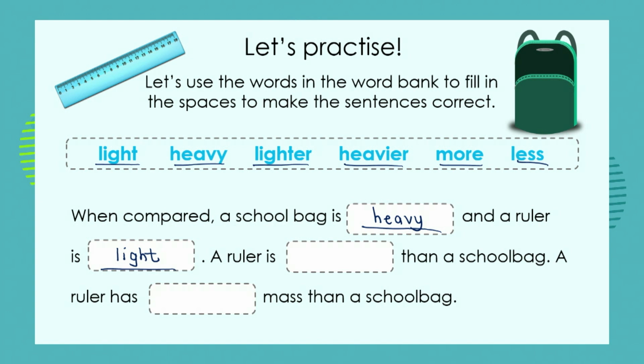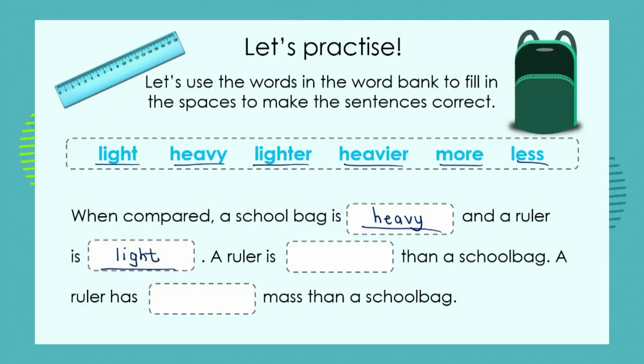So in this example, we know that we can pick up both our ruler and our bag with our hands, but it is easier for us to pick up the ruler because sometimes our school bag is full of books, which makes it heavy. Let's look at the next sentence.